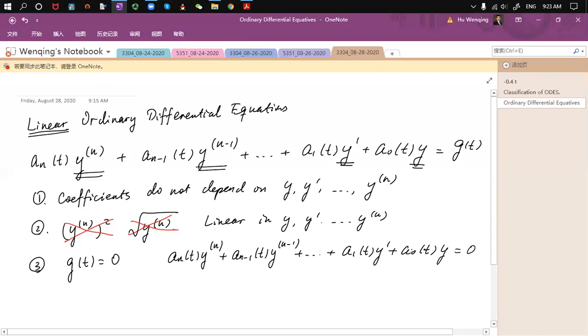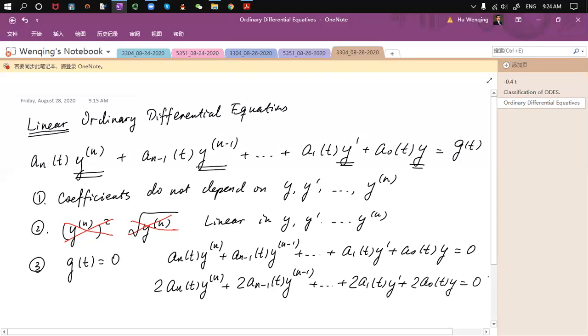Now, if you have an equation like this, let's say you multiply by 2 on both sides of this equation. So 2 times a_n(t), 2 times a_(n-1)(t), and so on, plus 2 times a_1(t) y prime plus 2 times a_0(t) y. It's again going to be equal to 0. So this equation is actually the same as the previous equation. It never changes. In this sense, if the right-hand side is equal to 0, then the equation is what we call homogeneous.